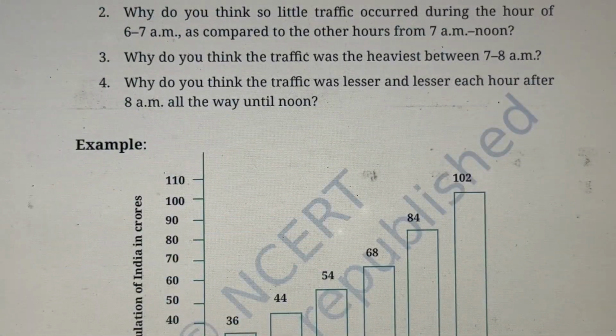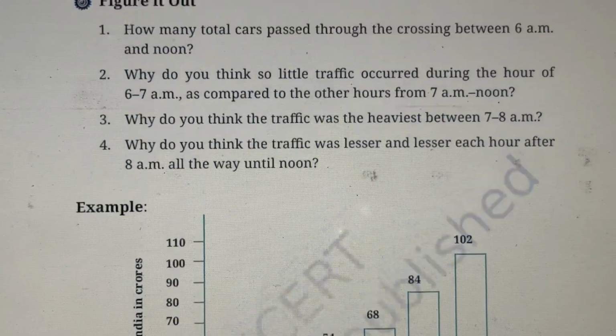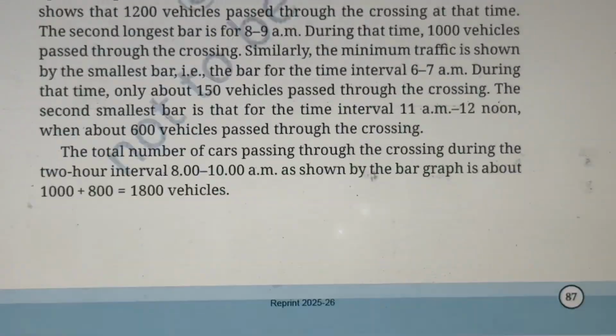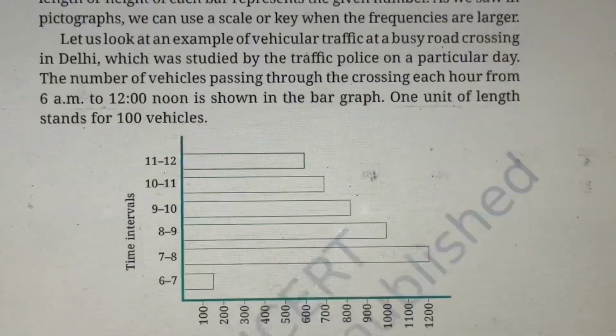Now here, another example of a bar graph is given. Let us look at the example of vehicular traffic at a busy road crossing in Delhi. So this is the bar graph. Now the bars are drawn horizontally. In the previous bar graph, the bars were drawn vertically. So both are correct. You can draw it in any way.